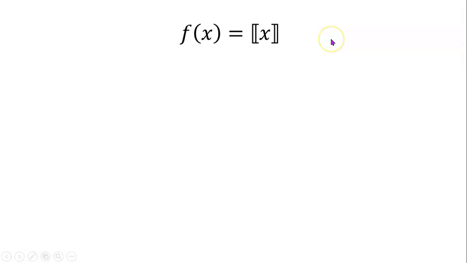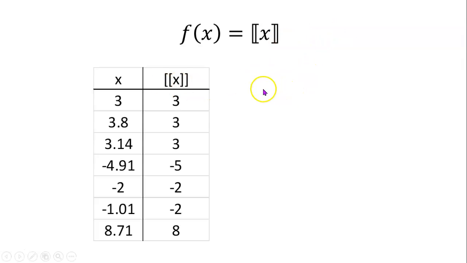Now, what about this function? This is that greatest integer function, the function that takes whatever number you give it and rounds down to the greatest integer that's less than or equal to that number. So if I plug in 3, I get 3. If I plug in 3 point anything, 3.8 or 3.14, it rounds it down to 3. If I plug in negative 4.91, it rounds it down to negative 5. If I plug in negative 2, I get negative 2. If I plug in negative 1.01, it rounds it down to negative 2. If I plug in 8.71, it rounds it down to 8.